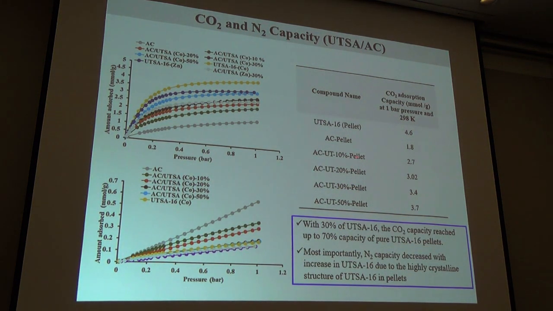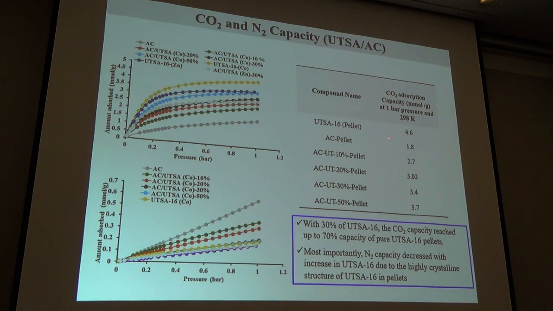So yeah, this is the main result of this study. Some MOFs show good performance as powder, but powder is not good for commercial use. So we made pellets using this UTC-16 cobalt, and even though we made pellets, it shows good CO2 capacity, that is 4.6 millimole per gram at 298 Kelvin and 1 bar. And when we mix this UTC-16 with AC, we observe that it reaches around 3.4 millimole per gram.